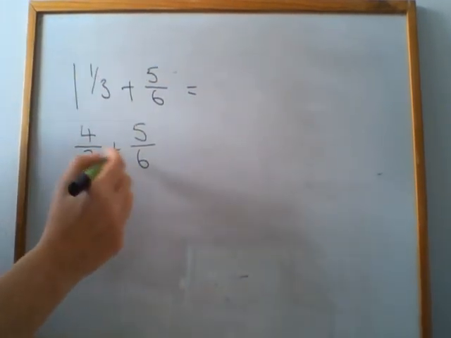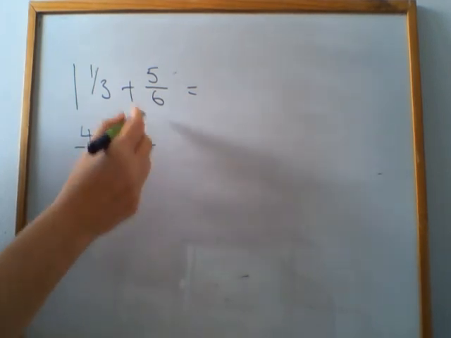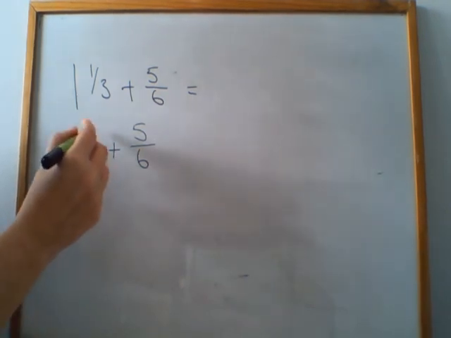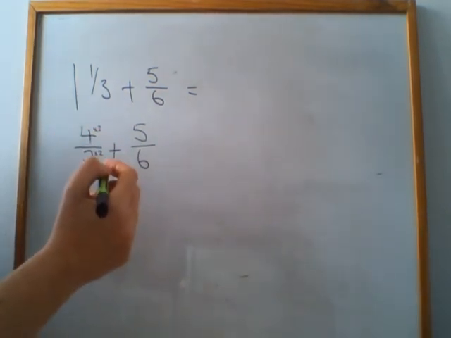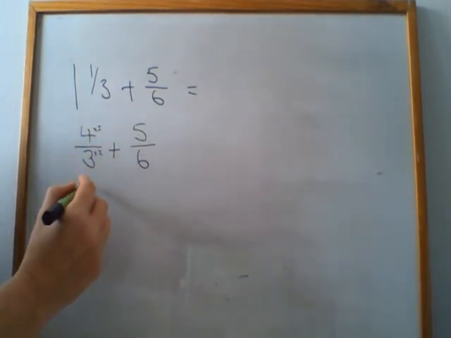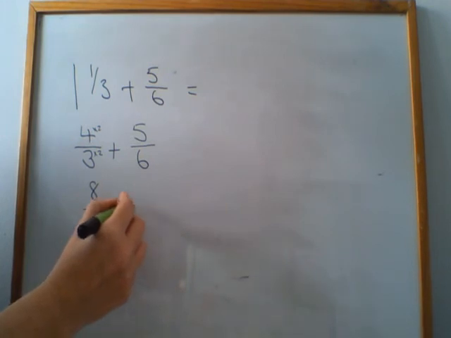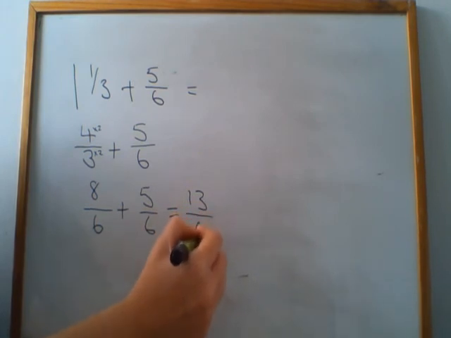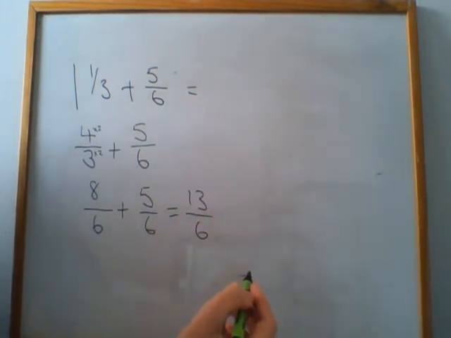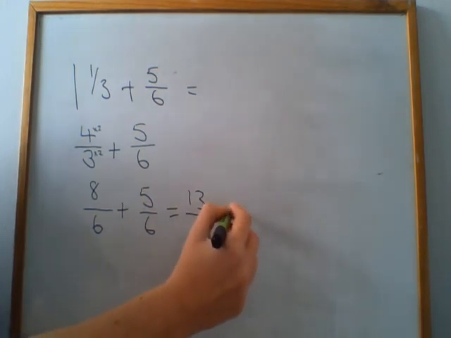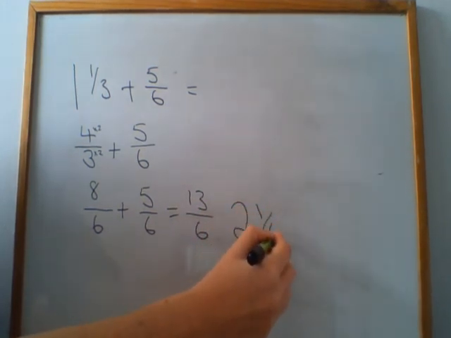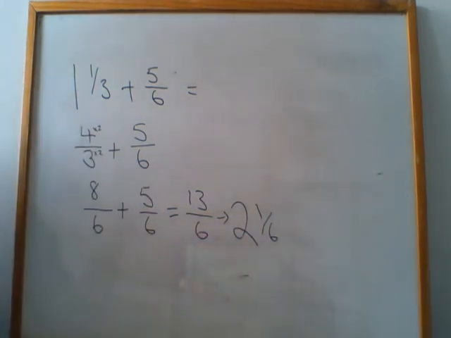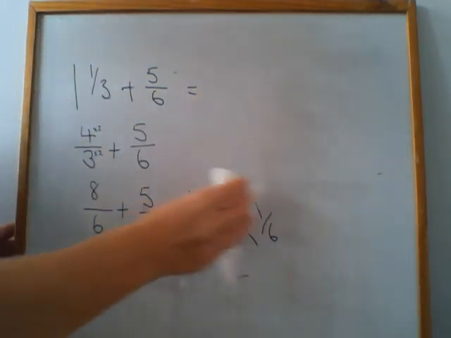Looking at my denominators, the lowest common denominator here is going to be 6. So I can leave this one as it is, and I can change this into 6 by multiplying the top and the bottom. Remember, whatever you do to the bottom, do to the top, by multiplying both of them by 2. So I get 8/6 plus 5/6. Now they're the same. I can add them, and I get 13/6. And then I can change it back to a mixed number. 6 into 13, you get 2 wholes with 1 left, and you keep your denominator the same. So your answer for number 11 was 2 and 1/6.